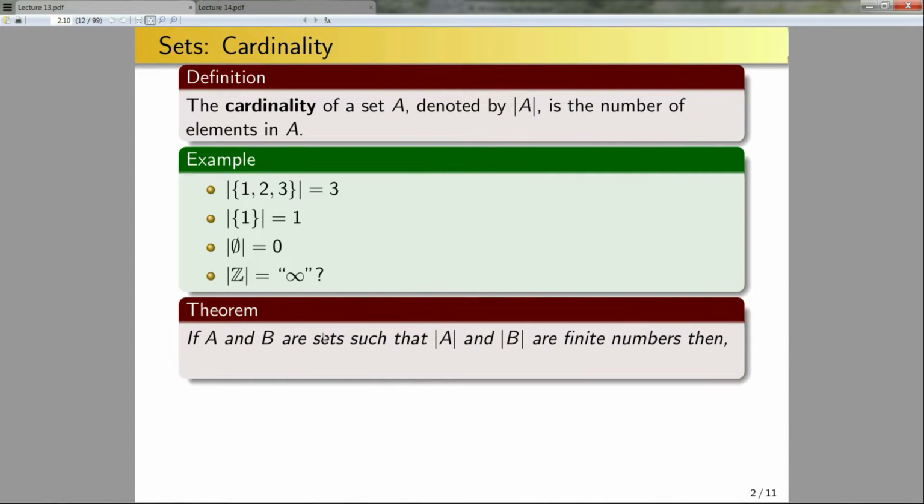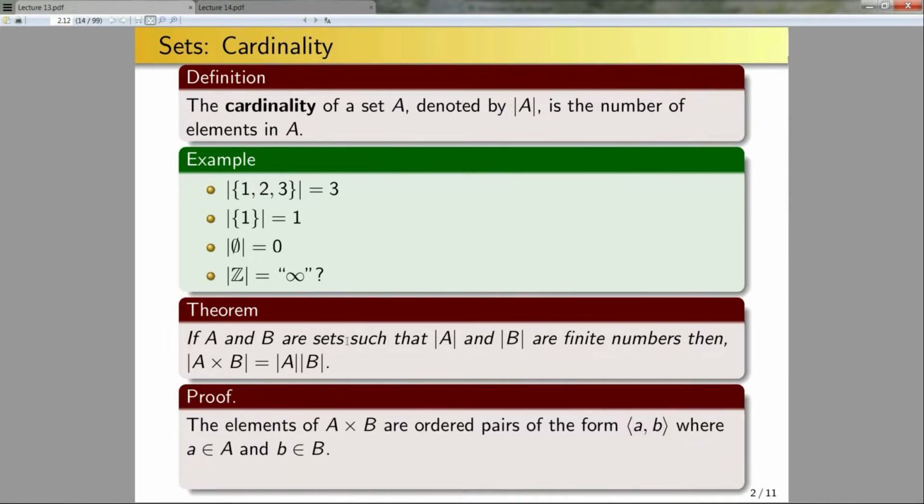Now let's talk about a theorem. If A and B are sets such that the cardinality of A and the cardinality of B are finite numbers, then the cardinality of the Cartesian product of A with B is simply the product of the cardinalities of A and B. So let's give a proof for this.